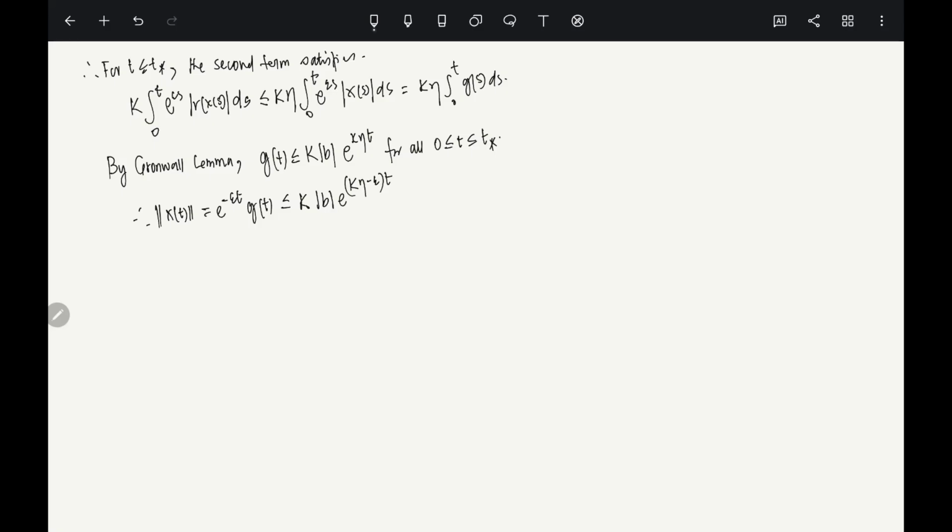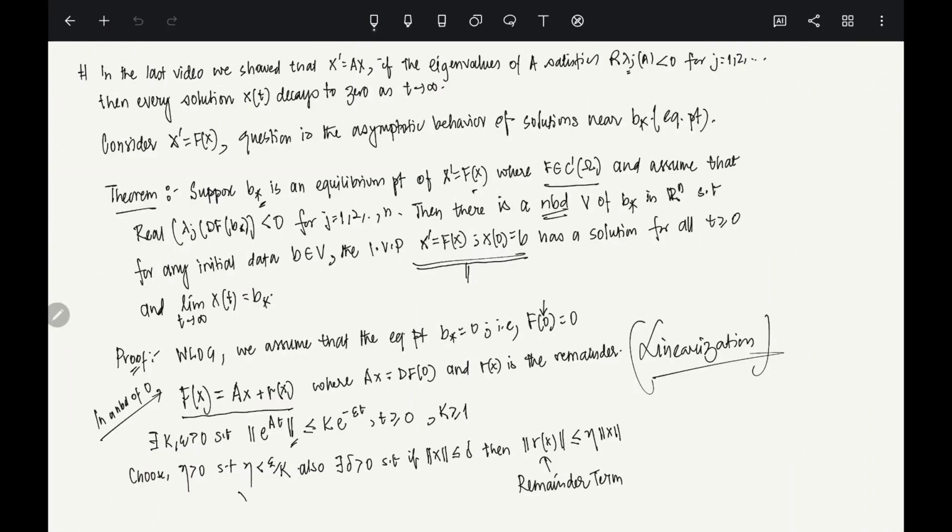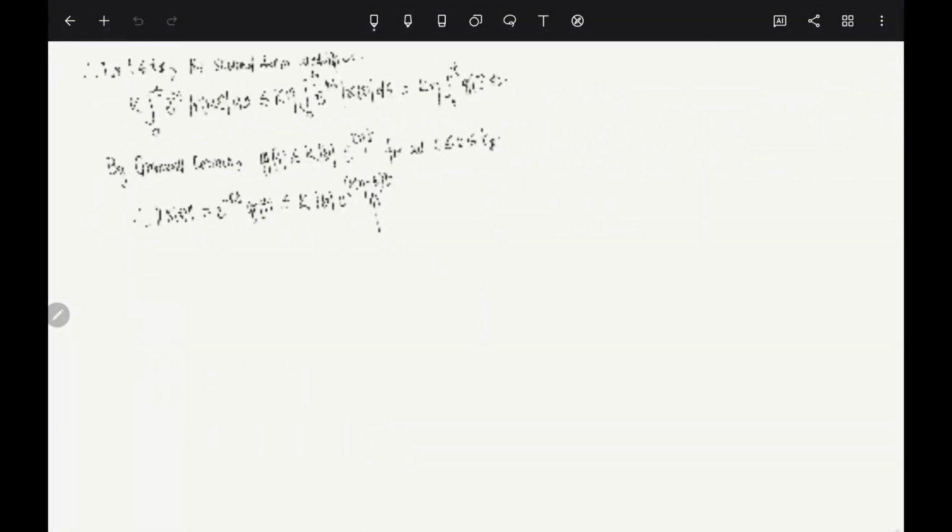Now the exponential is decaying, right? See, why we choose k eta minus epsilon: if you look at this, k eta minus epsilon is negative. So as time tends to infinity, this exponential goes to 0. So the solution never leaves the ball of radius delta as t tends to infinity. Is it okay?